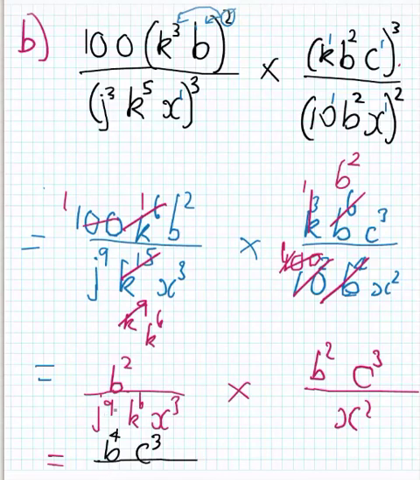I've got 9 j's here, none on this side, so I've got j to the power of 9 and k to the power of 6. No k's on this side, so it stays k to the power of 6. And I've got an x, but I've got 3 x's on this side and 2 x's on that side, so 3 plus 2 is 5. And that is your final answer.